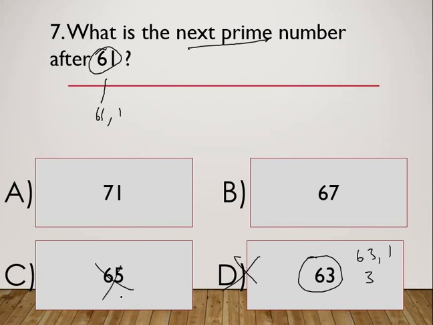65, well, 5 can go into any number ending with 5. So therefore, this is not a prime number, because 65 can go into itself, 1 can go into it, and also 5 can go into it a certain amount of times as well. So it looks like our answer is 67. I can't think of any number that goes into 67. And definitely this will be the next prime number, B.